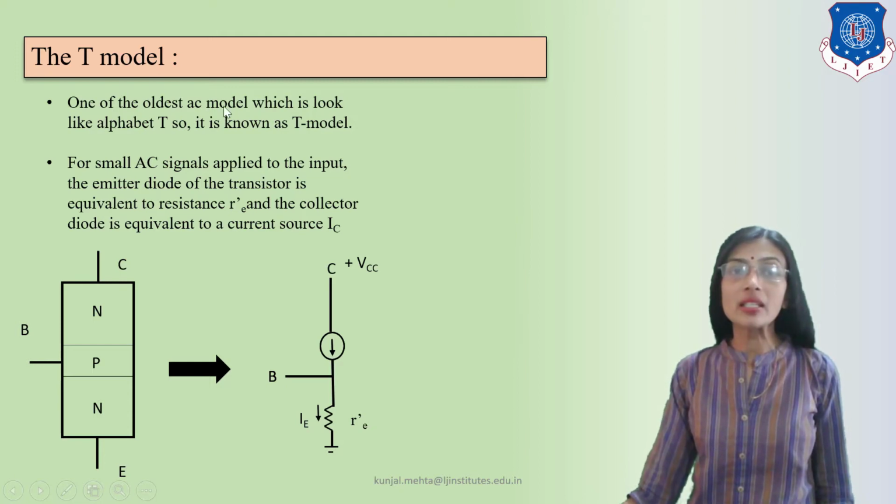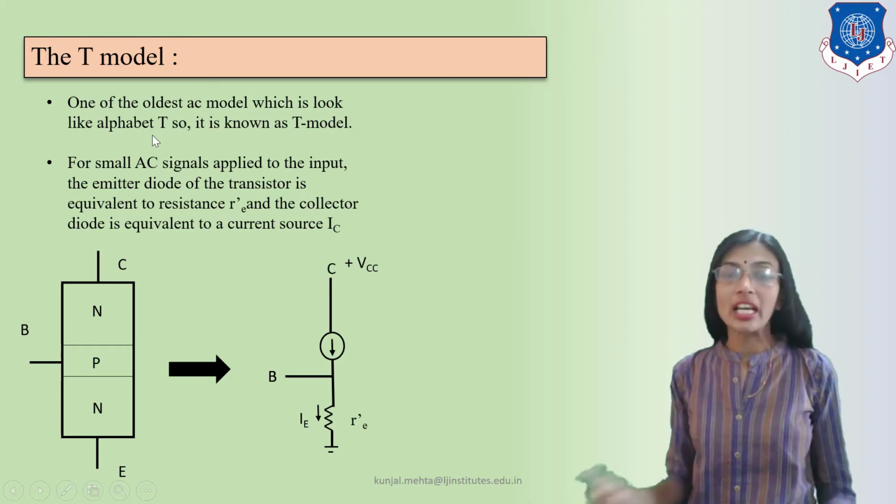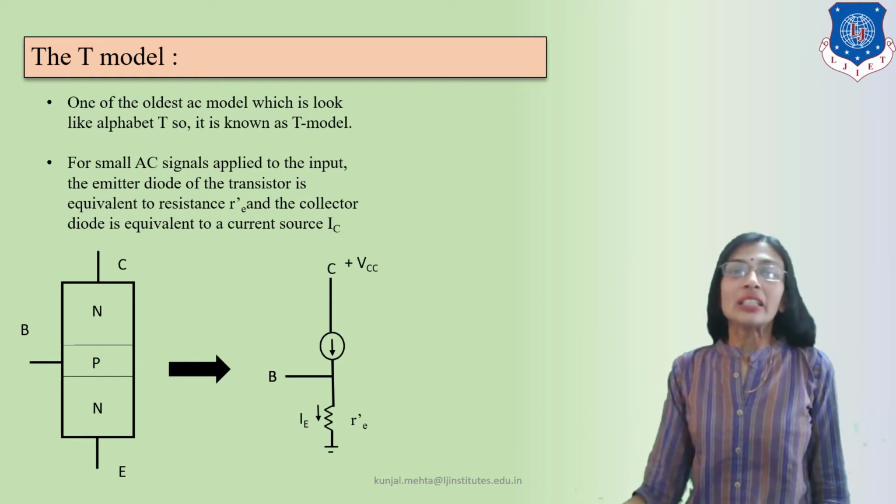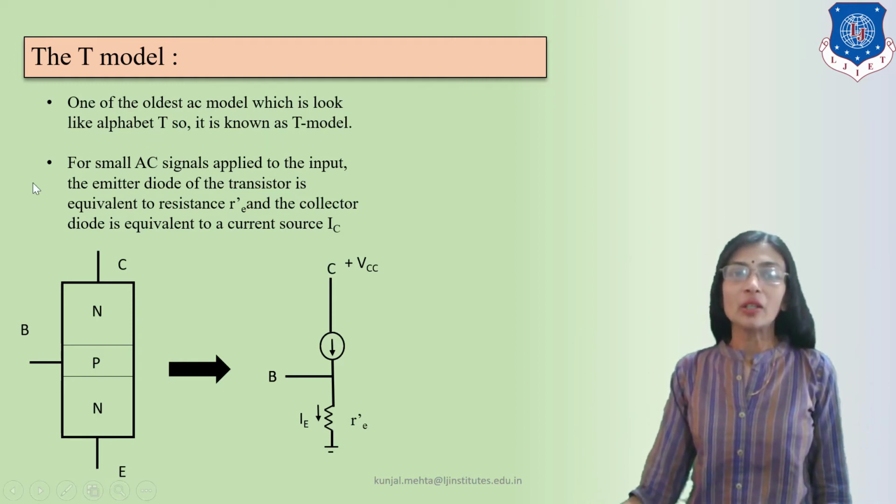One of the oldest AC models looks like the alphabet T, like this or like this. It is known as the T model. For small AC signals applied to the input, the emitter diode of the transistor is equivalent to re dash, and the collector diode is equivalent to a current source IC. This is the NPN transistor. I have taken an example of the T model. This is the basic introduction of the T model of an NPN BJT transistor.